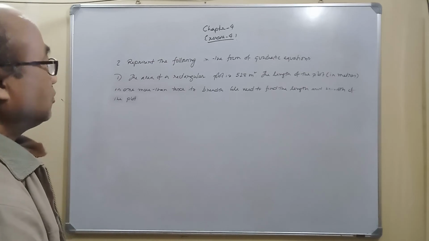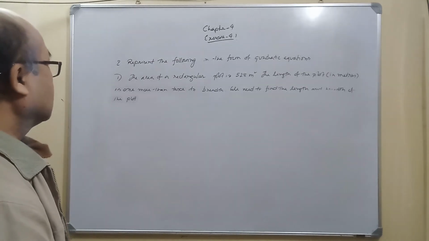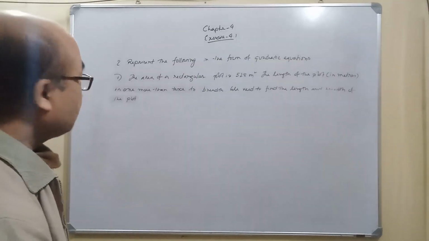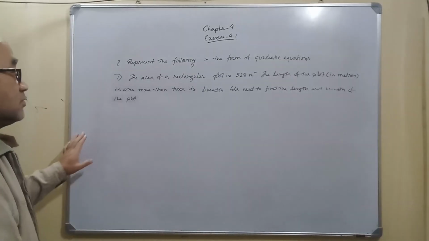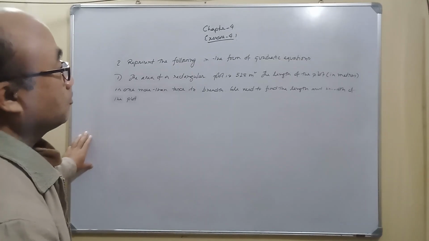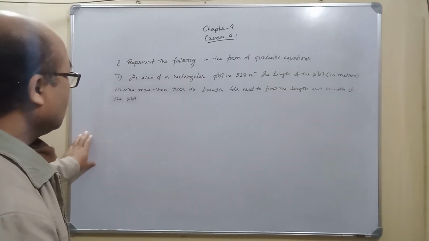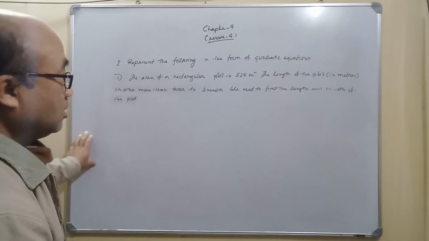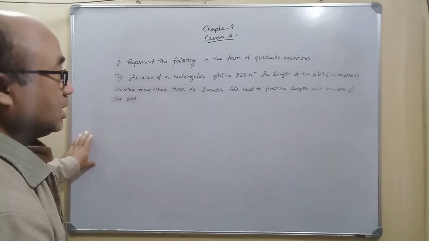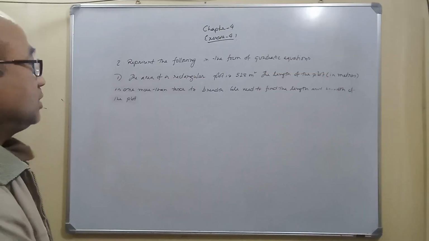Represent the following in the form of quadratic equations. The area of a rectangular plot is 528 square meters. The length of the plot in meters is one more than twice its breadth. We need to find the length and breadth of the plot.